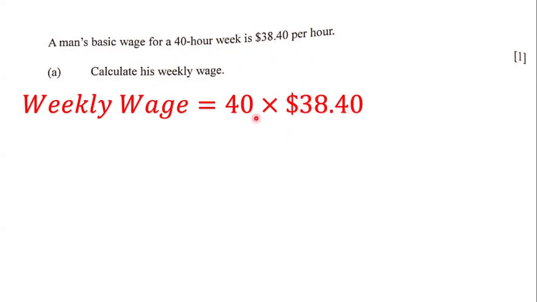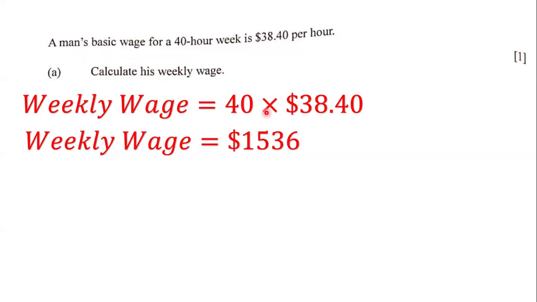$38.40. Now we multiply these two together, and we have 40 times $38.40, and 40 times $38.40 is $1,536. So his weekly wage is $1,536. And that's the answer to this question.